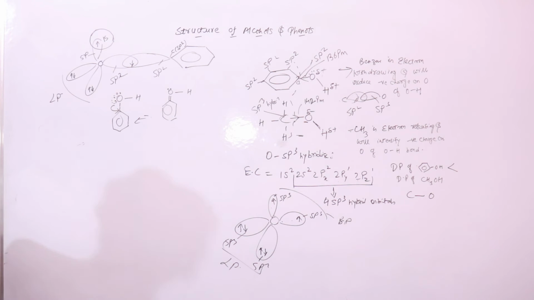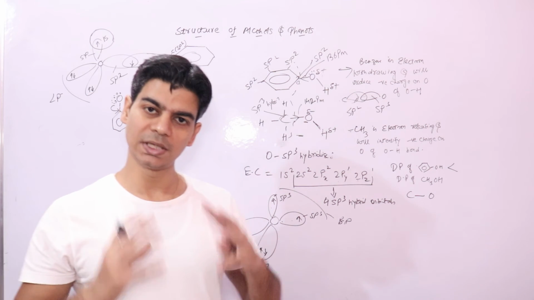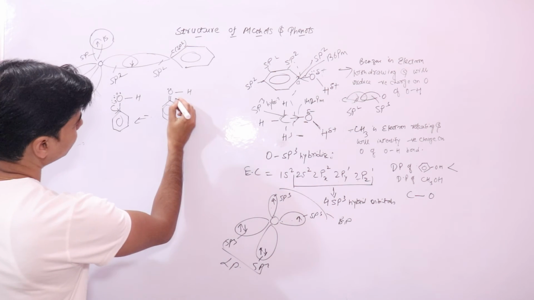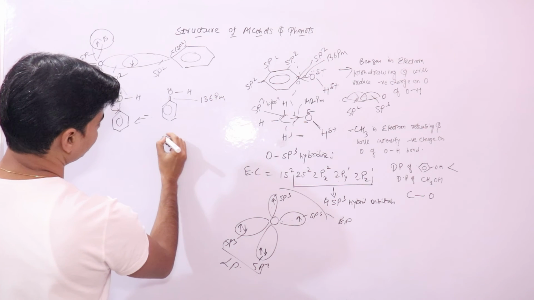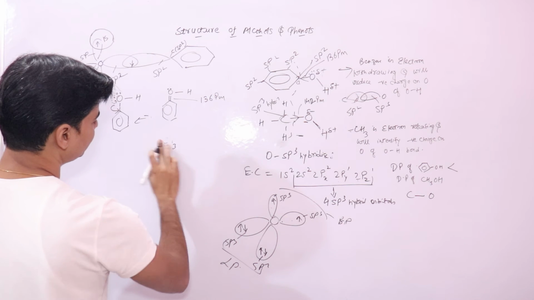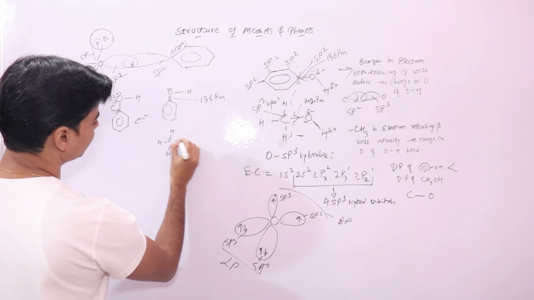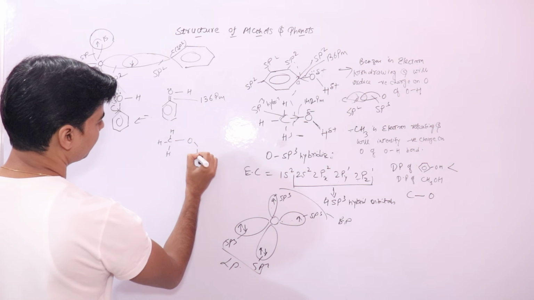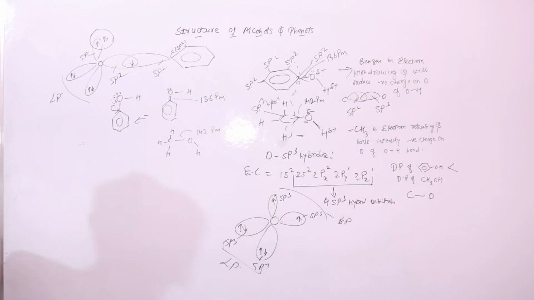Since we know that double bonds are shorter compared to single bonds, that is why this bond is shorter. This is 136 pm, whereas if we talk about this molecule, methanol, it is 142 pm. Right? This is very important.